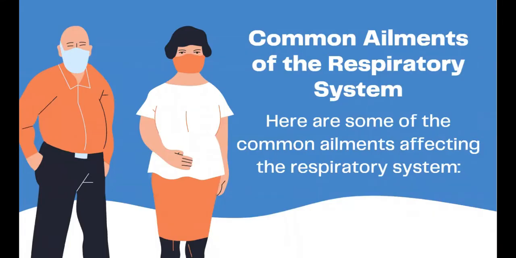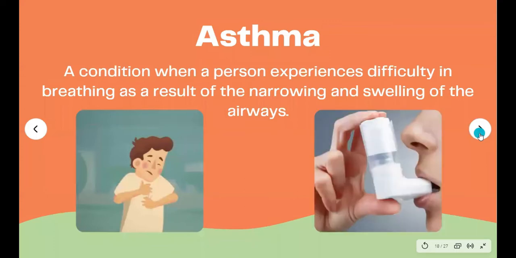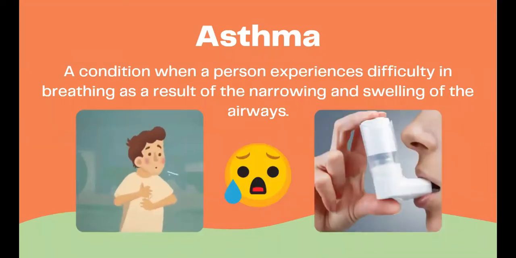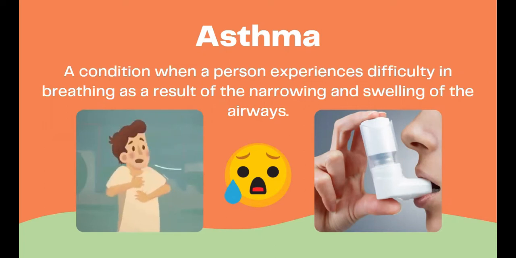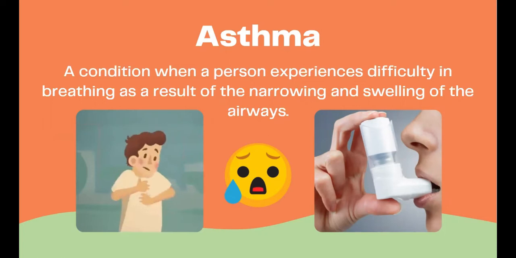Now here are some common ailments affecting the respiratory system. Asthma is a condition when a person experiences difficulty in breathing as a result of narrowing and swelling of the airways. The muscles around the airways tighten, restricting the airflow. This can be triggered by allergies brought about by dust, fumes, pollen, and other air pollutants.